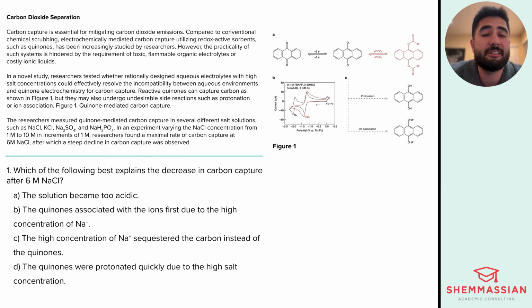And that there are these NaCl concentrations, and we're bumping the concentrations up from 1 molarity to 10 molarity. We're doing it in increments of 1 molarity. And we found that the maximal rate is at 6 molarity of NaCl, but afterwards there's this steep decline. That's really all we know about this passage, right? Or at least about this carbon capture using 6 molarity of NaCl.